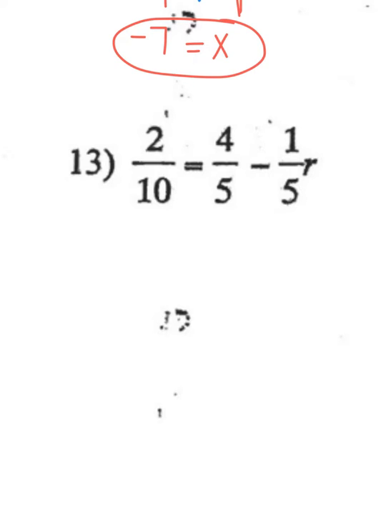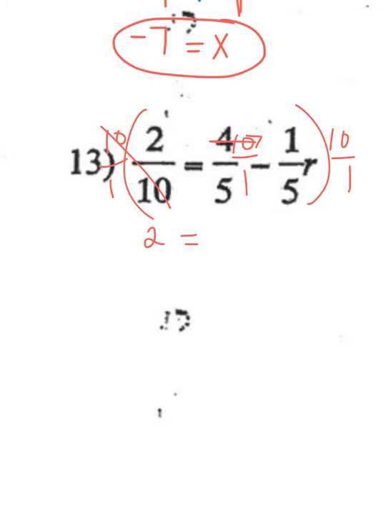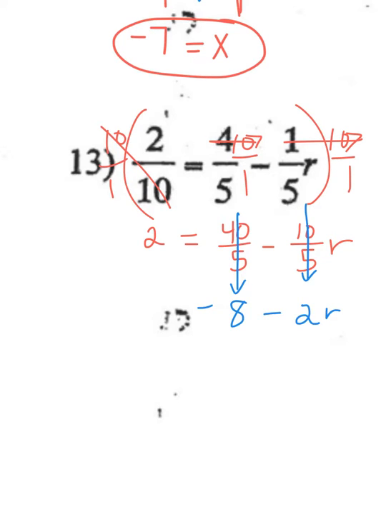Fraction, fraction, fraction, fraction. Okay, so I know that I can multiply all this by 10. 10 over 1, 10 over 1, and I'm going to multiply this by 10 over 1. That cancels out. It's a 2. This would be, if I multiply this across, 40 over 5. And if I multiply this across, that'd be 10 over 5r. And now look, I could divide this. 40 divided by 5 is 8. 10 divided by 5 is 2.